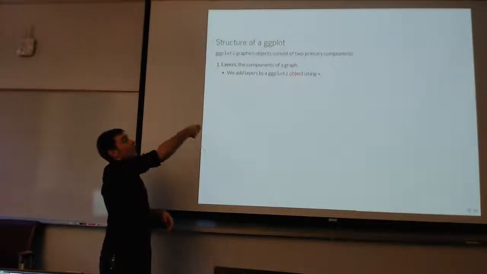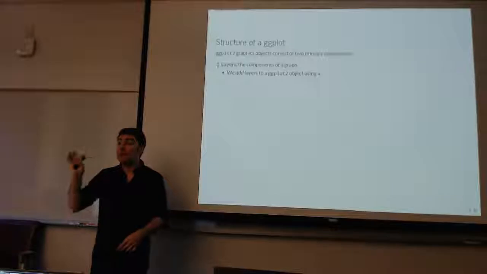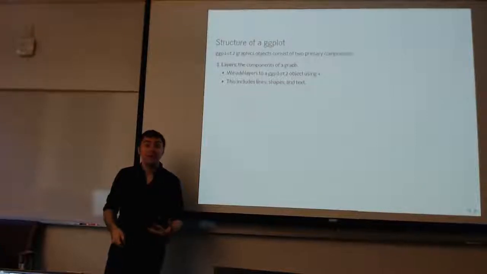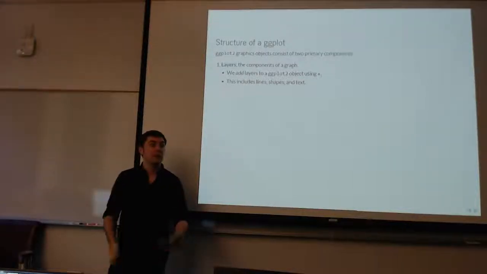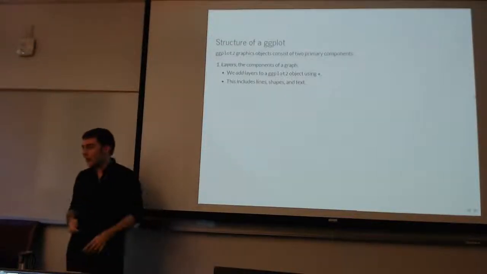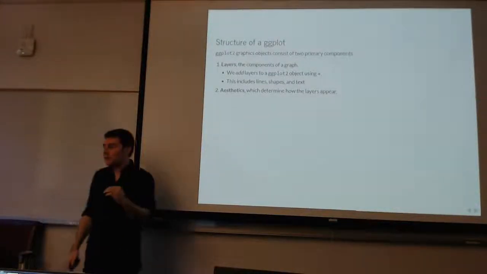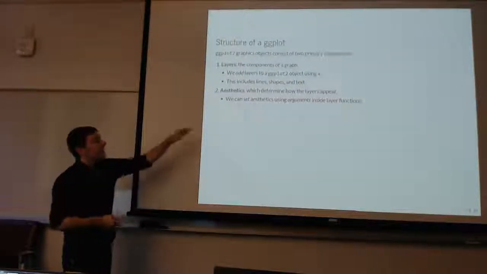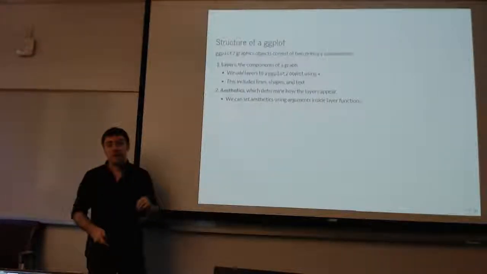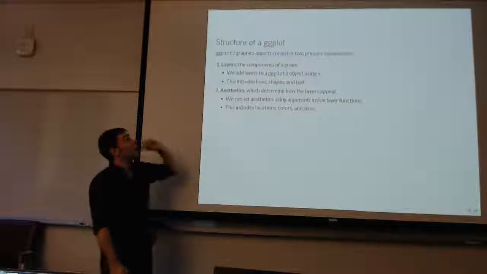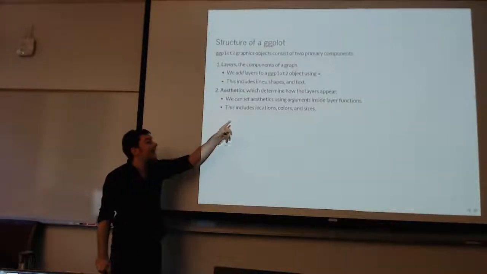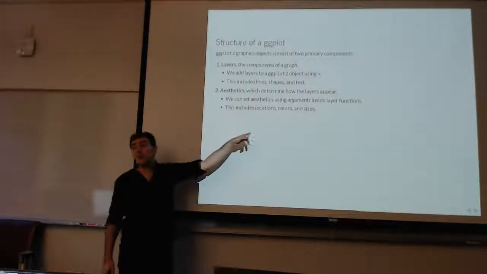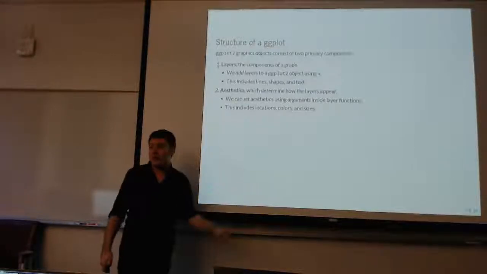We're always adding layers to ggplots using a plus sign between each one of them. That includes lines, shapes, text, axes, labels, tick marks, backgrounds, everything. Those are all layers that you add to a graphic. Then there are also aesthetics. Aesthetics are the things that determine how those layers actually look. So we set aesthetics using arguments inside of these layer functions. This would include the locations of things in those layers. The dots are part of the layer. The locations of those dots are their aesthetic, or the color of them, or the size of them.